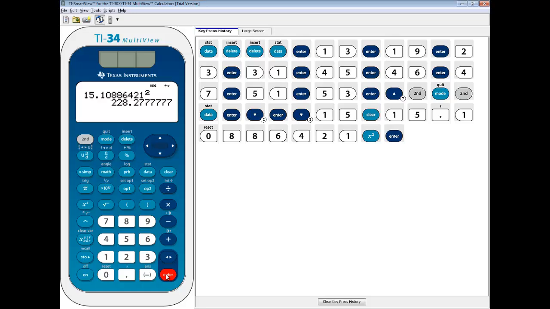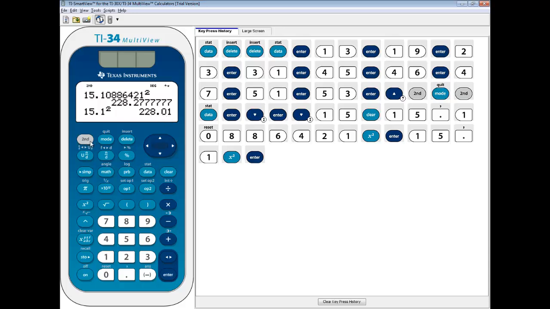Now you don't want to round too early. You don't want to round this to like 15.1 and then square it, because if you did that, 15.1 squared would give you 228.01. So you come up with slightly different. So depending upon where you round in the middle of a problem, sometimes you come up with radically different answers.